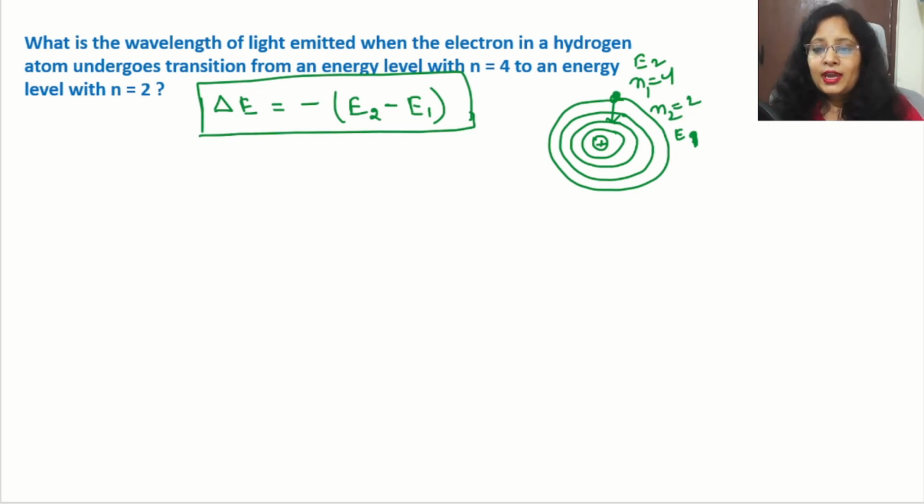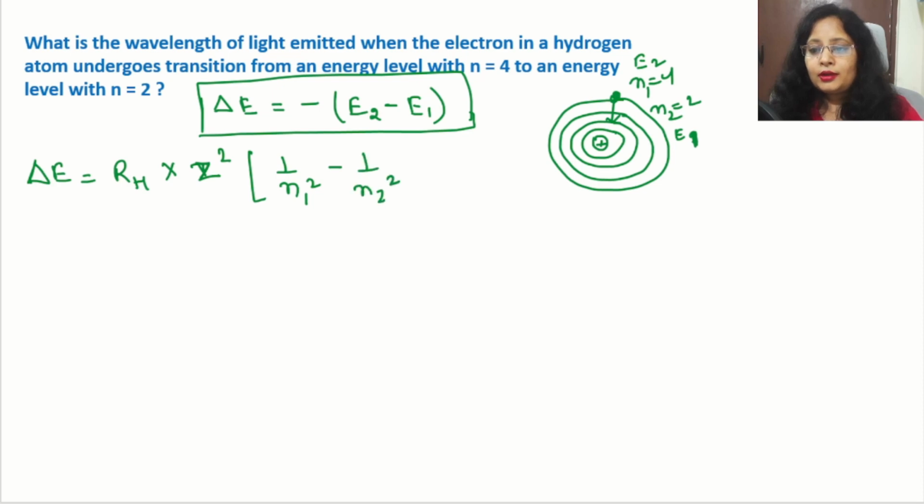So for this we have a formula: del E is equal to RH, the Rydberg constant, into Z square, into 1 upon N1 square minus 1 upon N2 square. So here RH is the Rydberg constant, Z is the atomic number of the atom for which we are talking about, N1 is the energy level where the electron was, and N2 is the energy level after transition where the electron reaches.